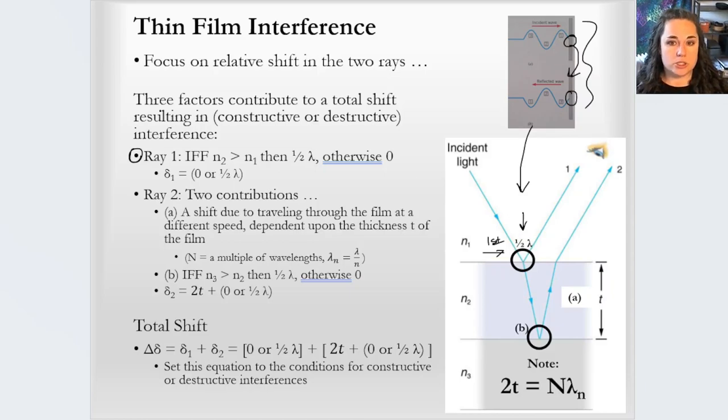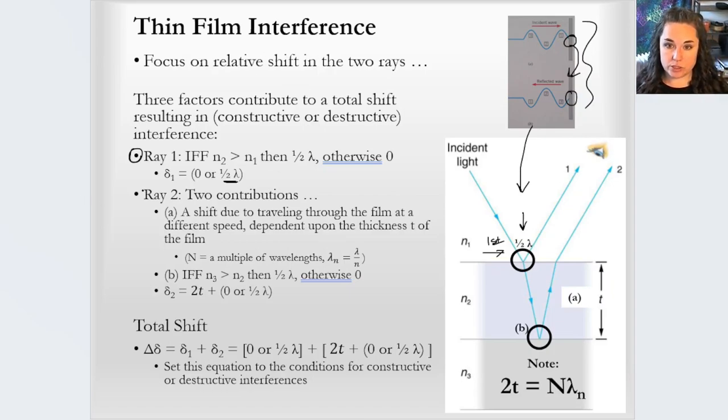So for ray 1, when you look at problems at this level, the first medium is typically less dense than the second medium, so we will get this shift of half a wavelength at that first surface. Sometimes it might be another situation where N2 is less than N1 and you get a 0 in that case. All right, so that's ray 1, and remember we're interfering two waves, so we have to look at the total phase shift for both of those waves when they meet up.